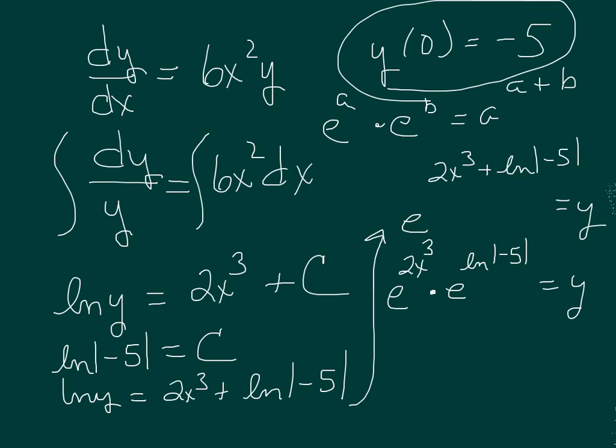All right, we also have a property. We have e raised to the natural log. What's that answer going to be? Absolute value. Okay, and in this case, because when x is 0 the value of y is -5, this just becomes -5 e to the 2x cubed. And that is our solution.